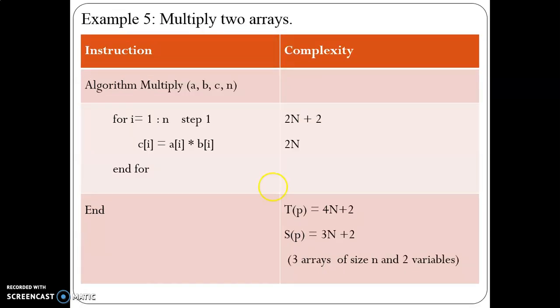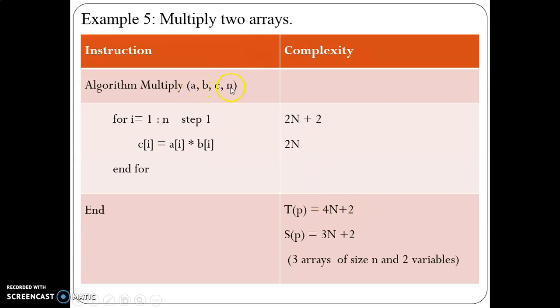Now taking another example of multiple loops. Okay, this is also a simple example. In the next example, we will be doing multiple loops. Here we are looking at multiplication of two arrays. So there is a for loop from 1 to n with a step count of 1. So whenever there is a loop from 1 to n with a step count of 1, the complexity is going to be 2n plus 2, which we have seen in the previous slide. And this statement has two operations, and this statement is going to get executed n times. So its complexity is 2n. So total complexity is 4n plus 2.